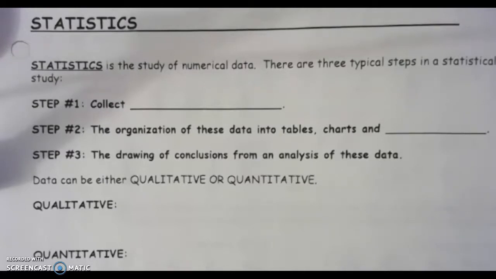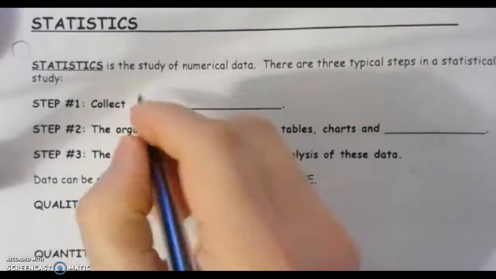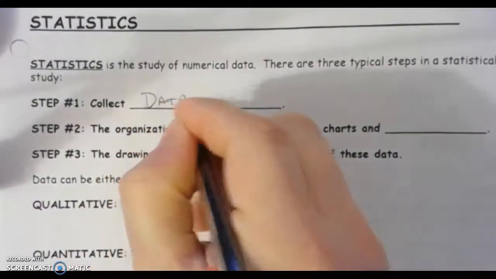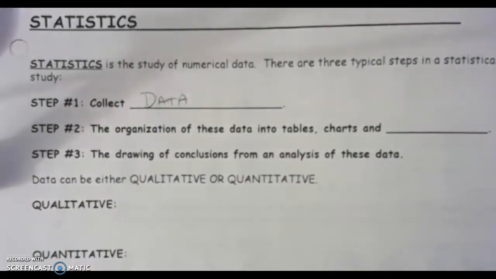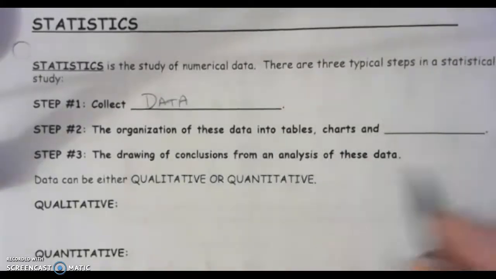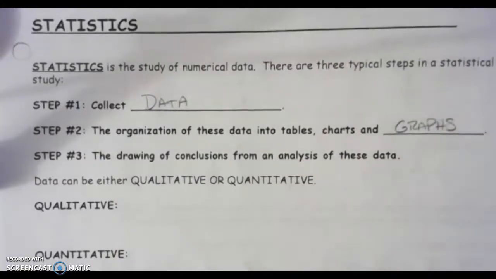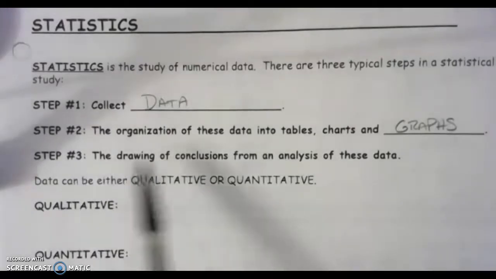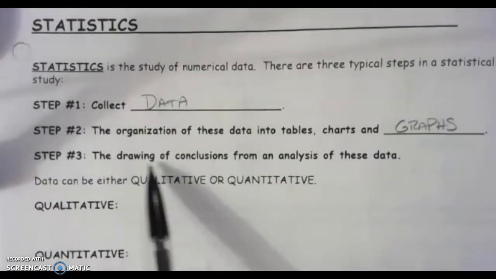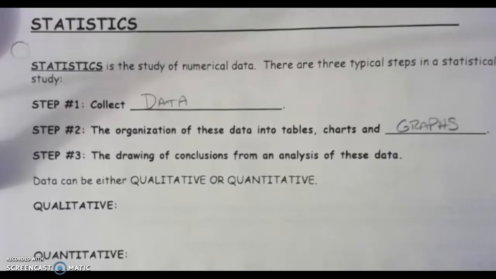There are 3 typical steps in a statistical study. Step 1, the first thing that you need to do is collect your data. Whatever it is that you're studying, you're going to have to collect some data in order to be able to analyze it. Step number 2, you're going to organize the data into tables, charts, and graphs. Depending upon what kind of data it is, there's a bunch of different types of graphs that we could make. And then step 3, after we've made our tables, our charts, and our graphs, we're going to draw conclusions from the analysis of the data.